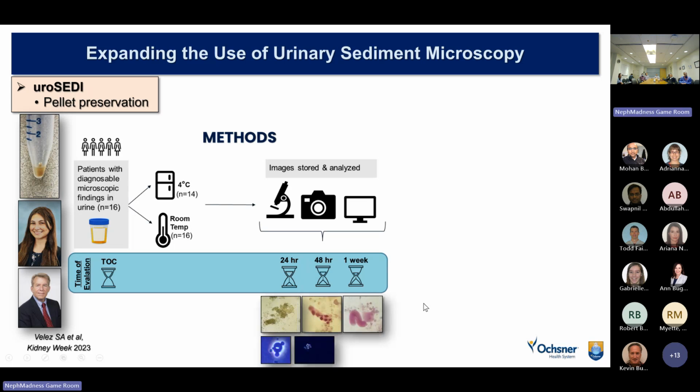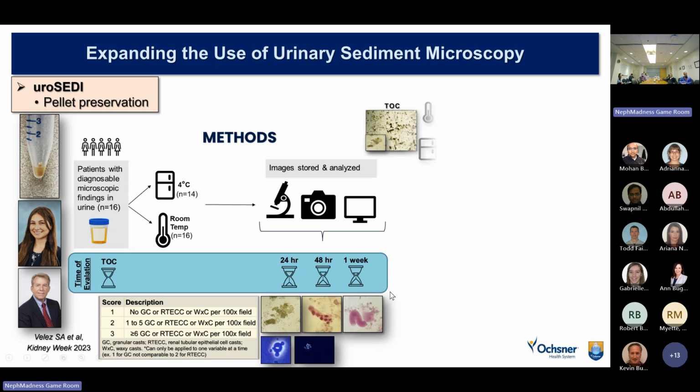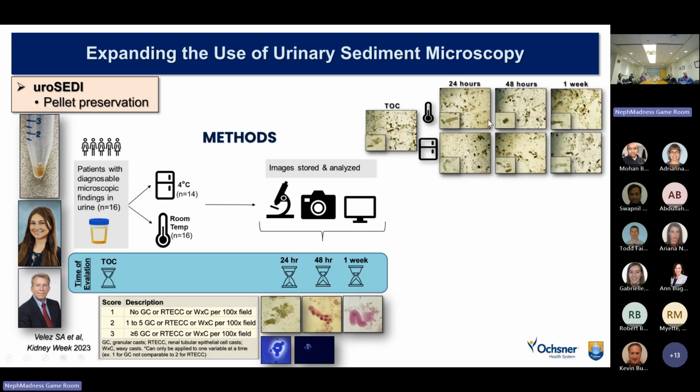And here are some of the examples of the things that we look for: granular cast, acanthocytes, waxy cast. Bottom line here is that you can see this example of granular cast, it doesn't really change much. You can keep the urine up to a week, actually up to a month in some cases, and you can still find them. So this notion that if you don't look at the urine within 2 hours, that is all lost and we have to collect a new specimen.